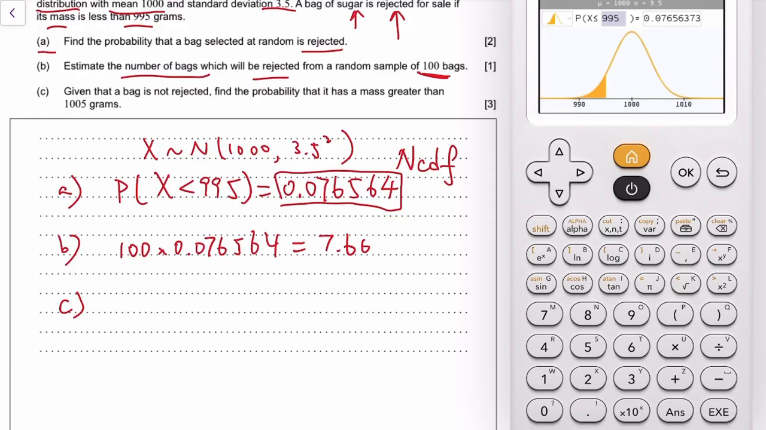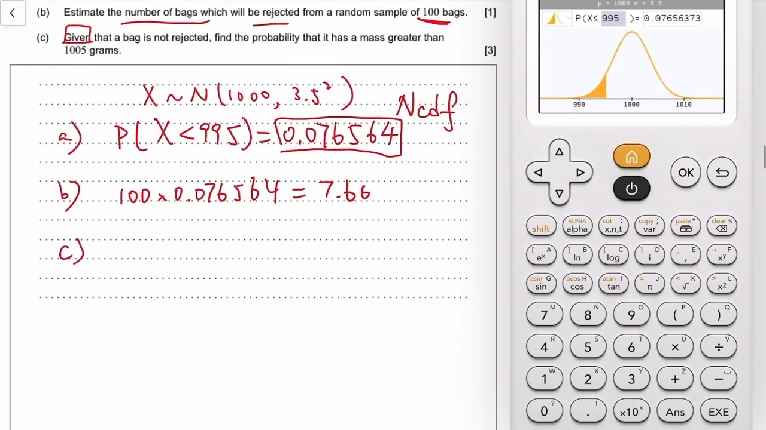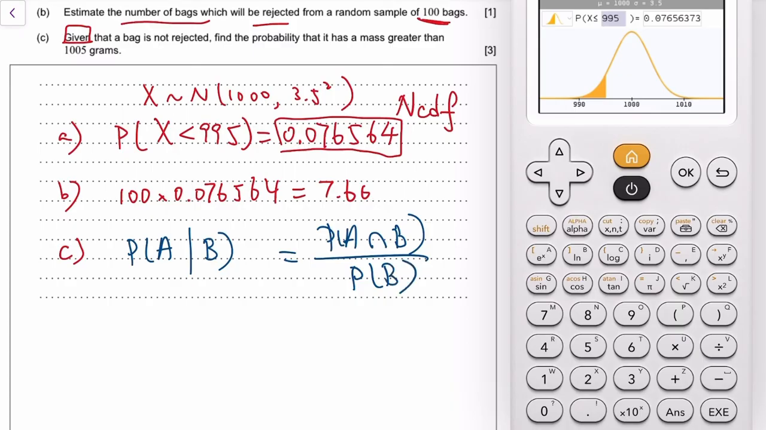Given that the bag is not rejected, find the probability that the mass is greater than 1005. So this is a given question. It's called a conditional probability. You need to go to the formula booklet, go to the probability section and find the conditional probability formula. It looks something like A given B equals A intersect B over B. A is the thing that they're looking for, B is the thing that is given.